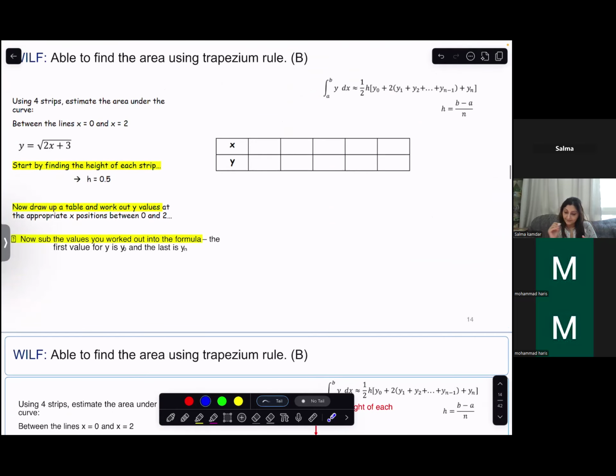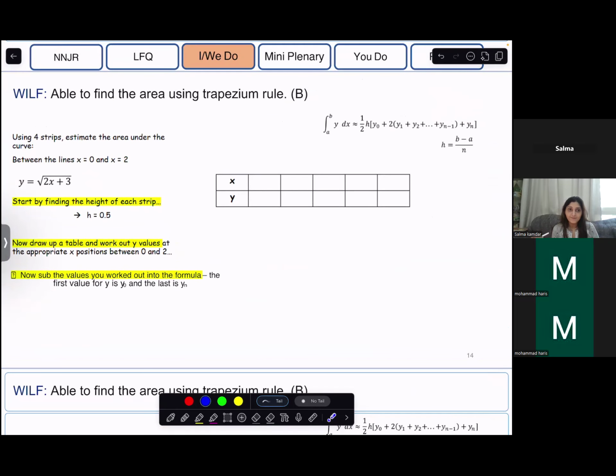Okay, fine. Now, this is your first example, when you have to find the area using the trapezium rule. Can you see? Find the area using the trapezium rule. You have how many strips? 4 strips. It is between the lines where x is equal to 0 and 2. Can you tell me what this means? That is our bound. So b is 2 and a is 0.